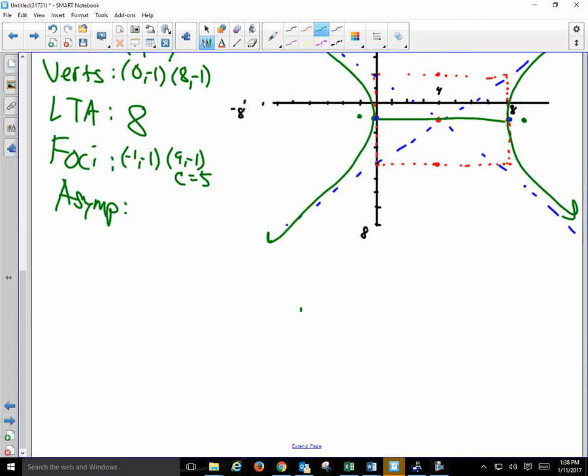What about the asymptotes? Slope and a point on the line. What's the point on the line that both asymptotes pass through? It's always the center, which is 4, -1. And the slope, I look at my tangent rectangle, and I come up with the rise over the run. Rise is 3, run is 4. It's plus or minus. Y minus Y1, so plus 1.